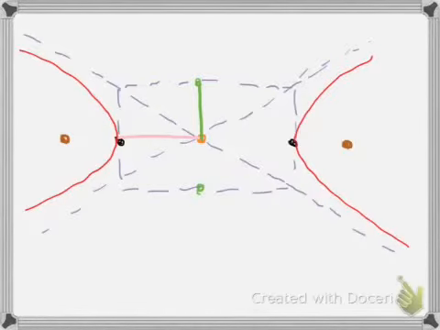The distance from here to here is c. That distance is c. So remember, the distance from the center to the focus point is c. The distance from the center horizontally is the x radius. The distance from the center vertically is the y radius.